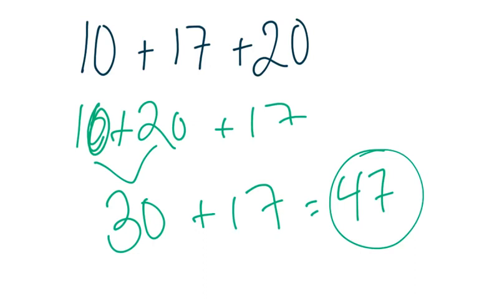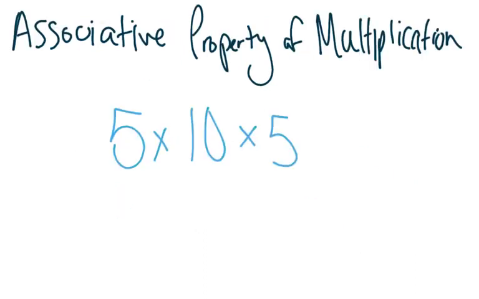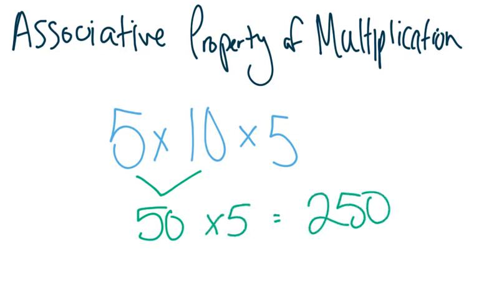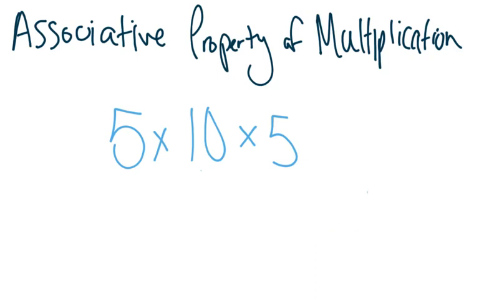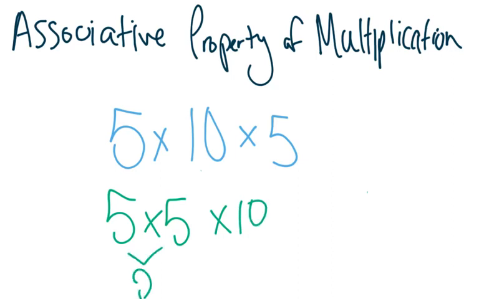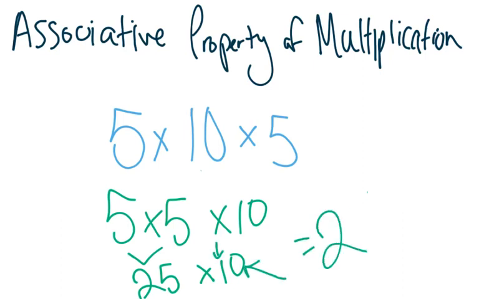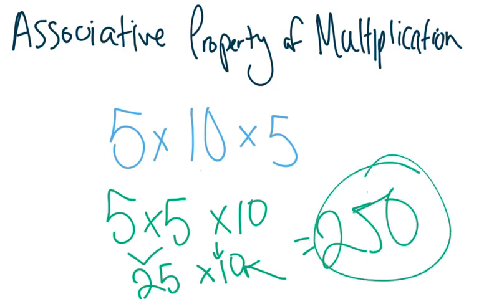Now, this property works for addition, and it also works for multiplication. Let's try it with multiplication. I can solve the way it's written. 5 times 10 is 50, times 5 is 250. Or, if I'd rather, I can regroup and rewrite my original problem. 5 times 5 times 10, I can get the 5 times 5 out of the way. 25 times 10, I know 25 times 1 is 25, with a 0 on the end, 250. That might have been a little bit faster.